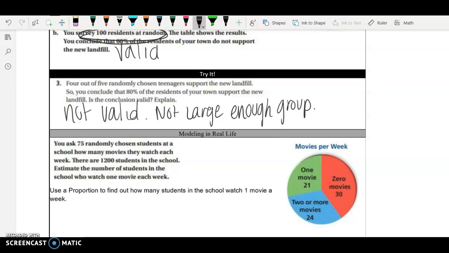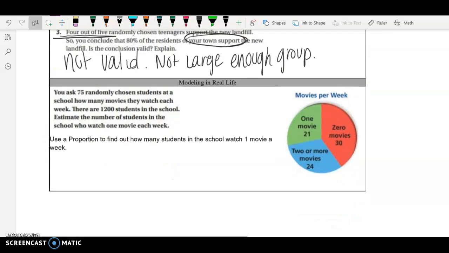So this one is not valid because you asked only 5 people, and 4 out of 5 people does not represent the whole town, you know? So this is not valid because it's not a large enough group. If you asked like 100 people or even 50 people, then yes, it would be a large enough group. But 5 people, just randomly asking 5, that doesn't make your conclusion valid.